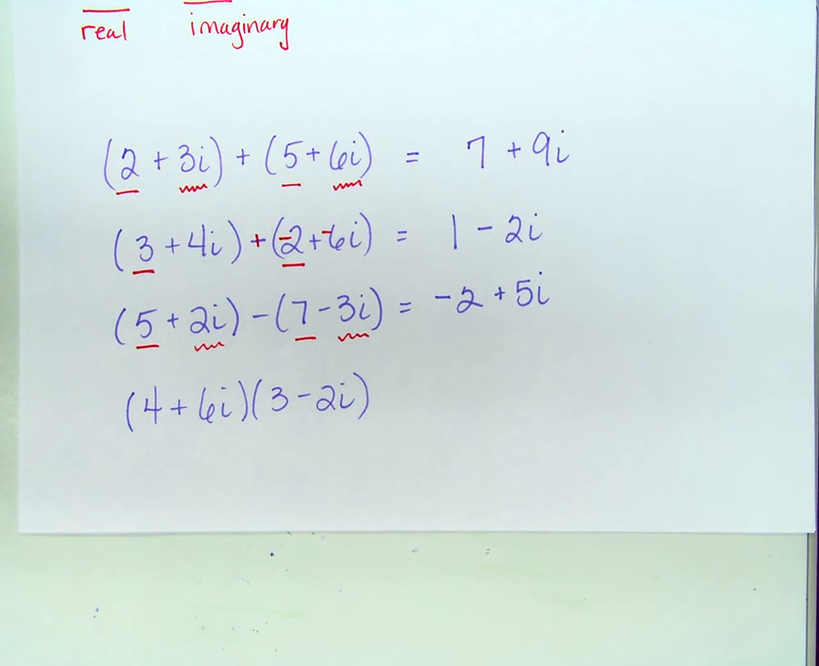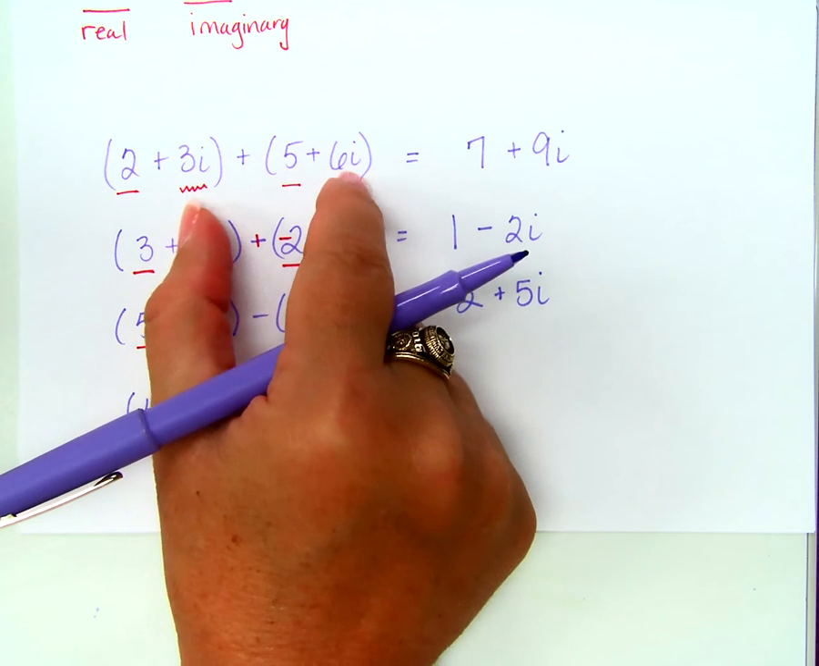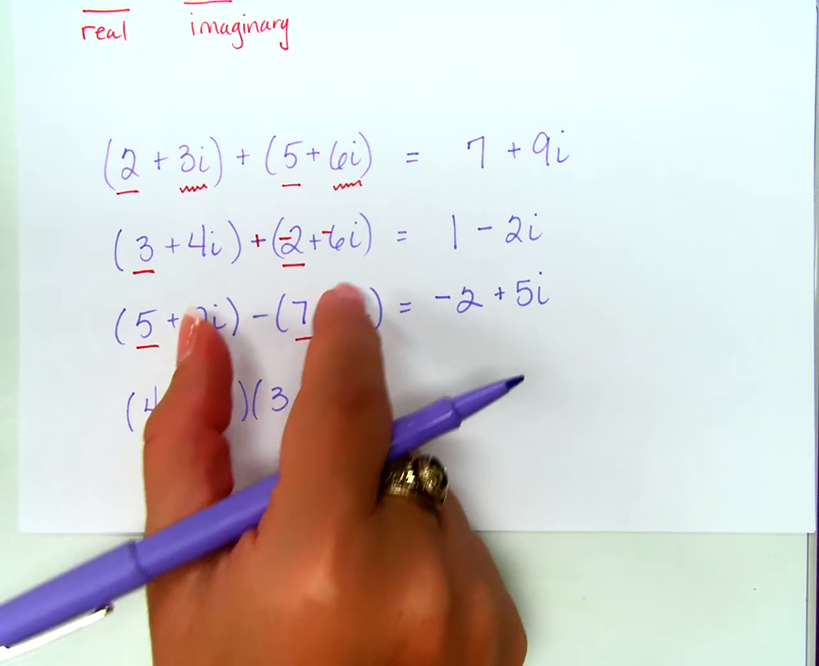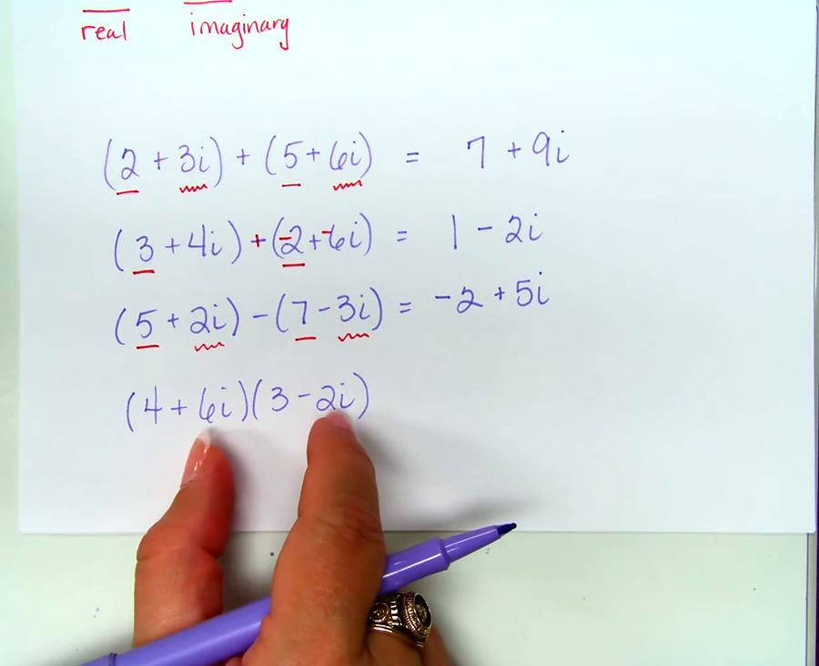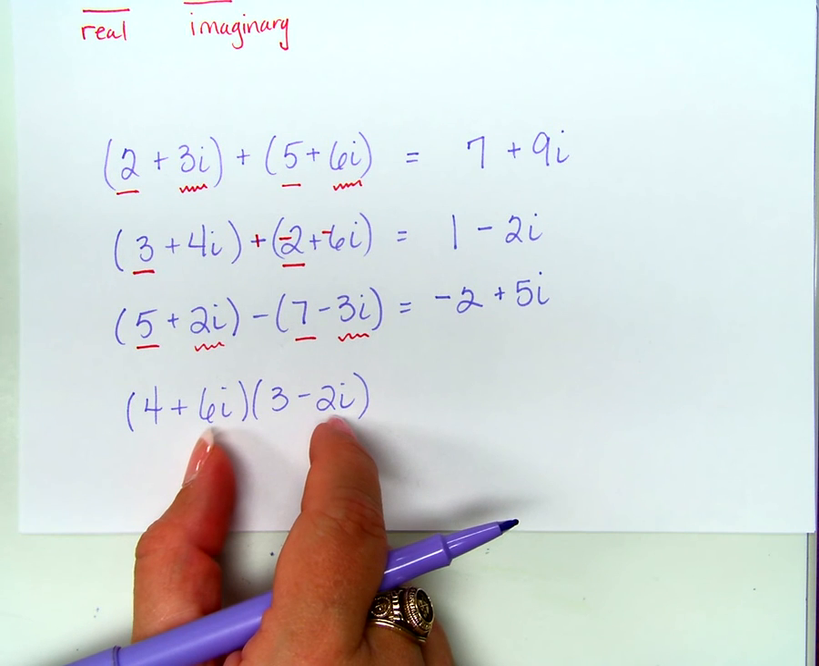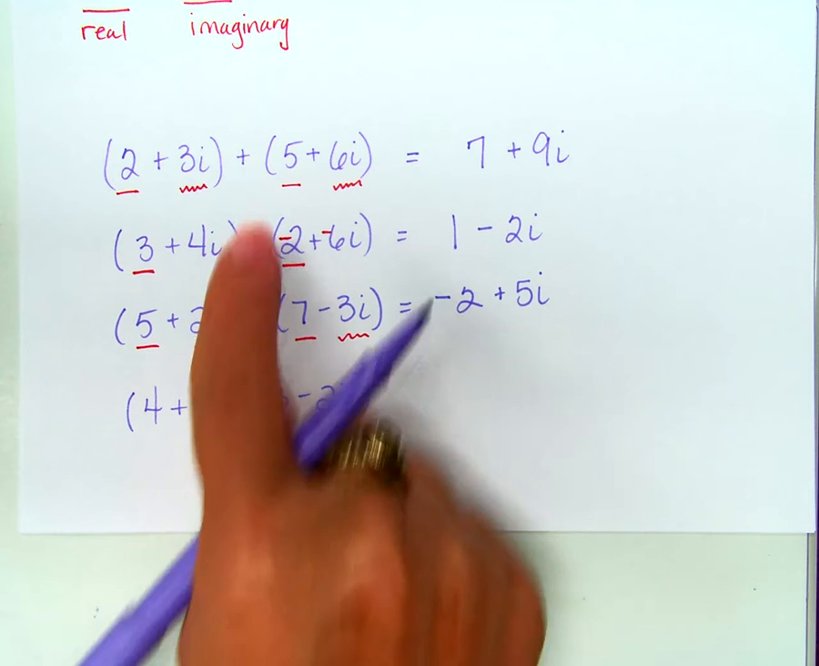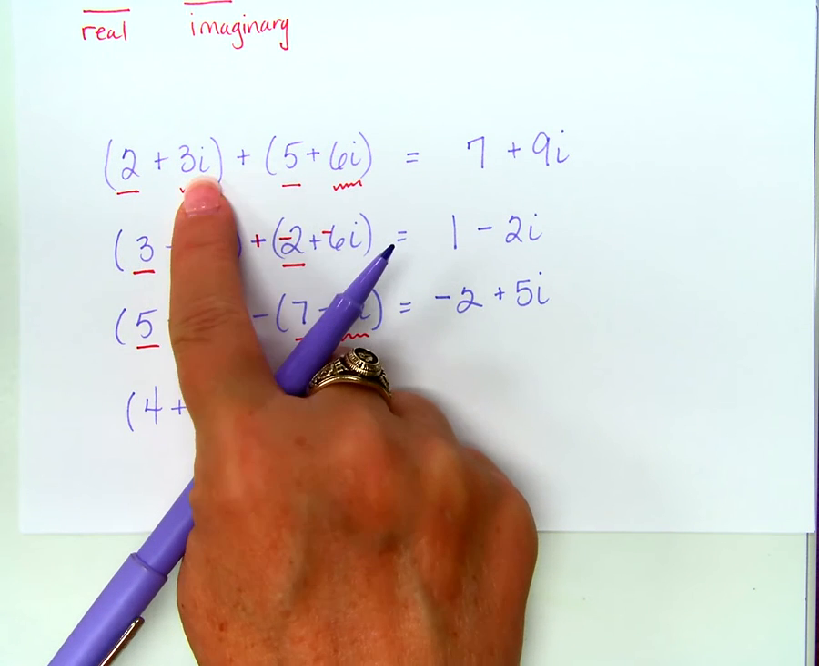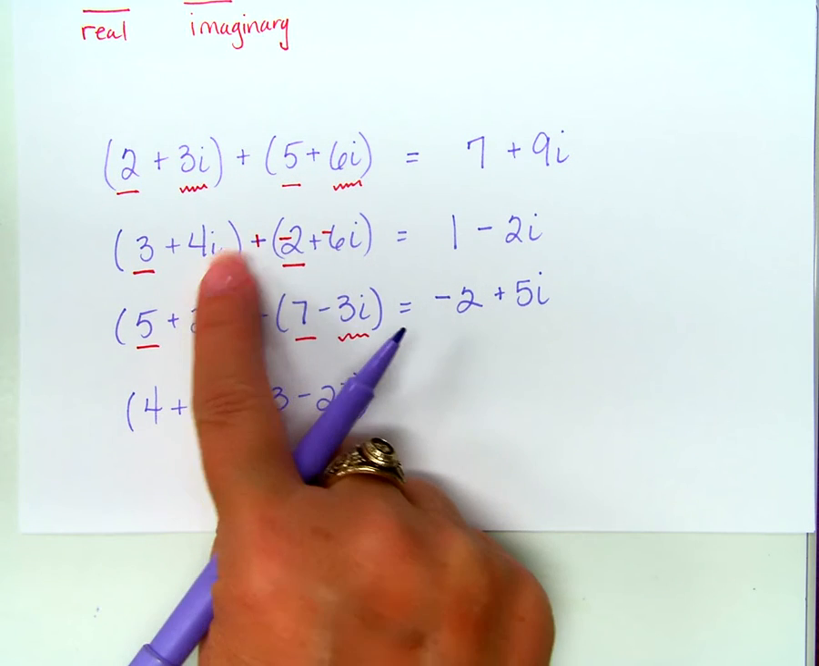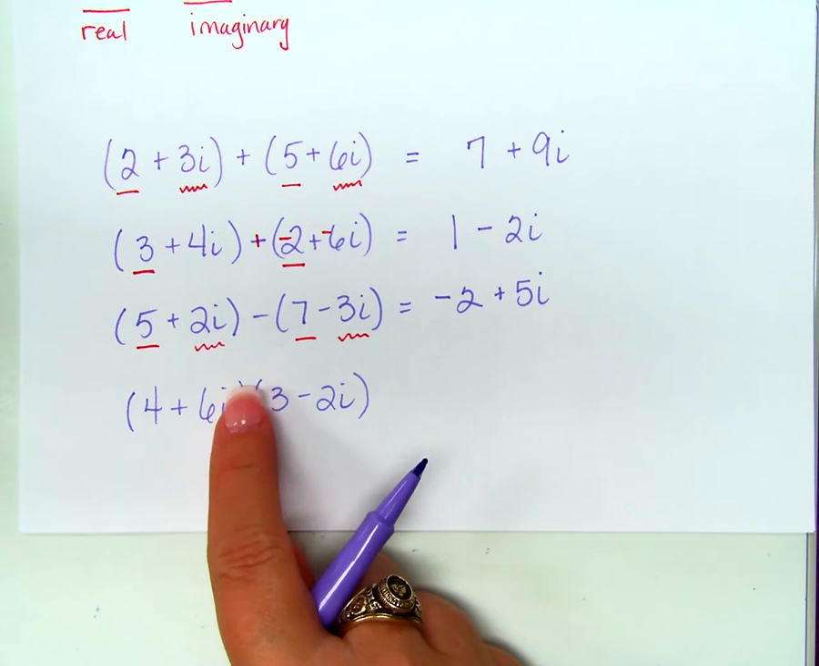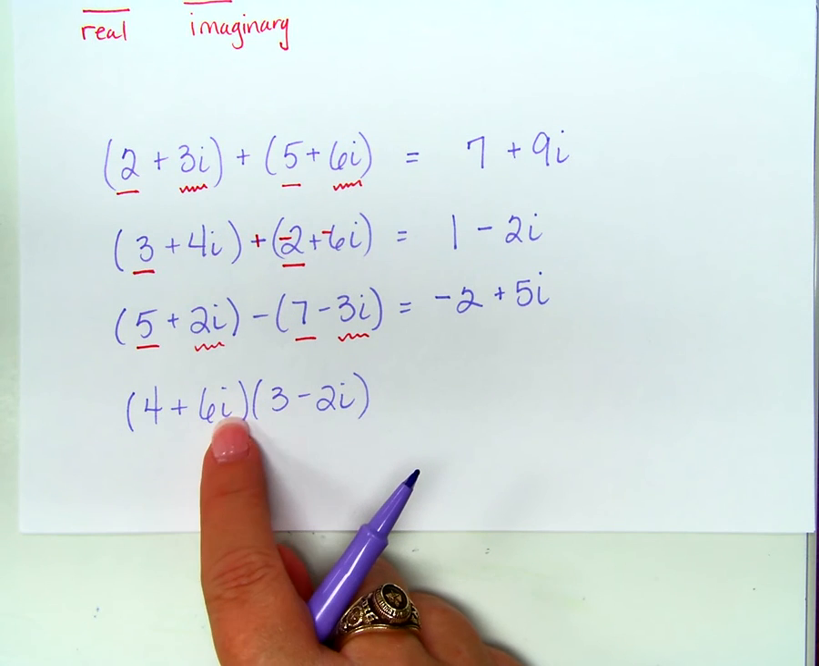Can I add real parts? Can I subtract real parts? Yes. Can I multiply real parts? Yes. Can I add imaginary parts? Yes. Can I subtract imaginary parts? Yes. Can I multiply imaginary parts? Yes. Can I add real and imaginary? No. Can I subtract real and imaginary? No.